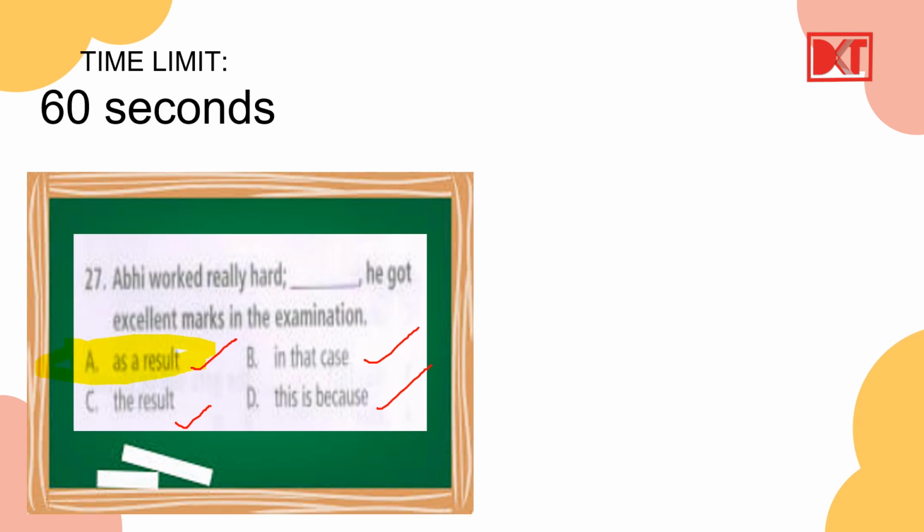All right. Because first of all, we are providing the background, and then because of this background, resultingly what happened? He got excellent marks. So the correct usage is of as a result. Alright.